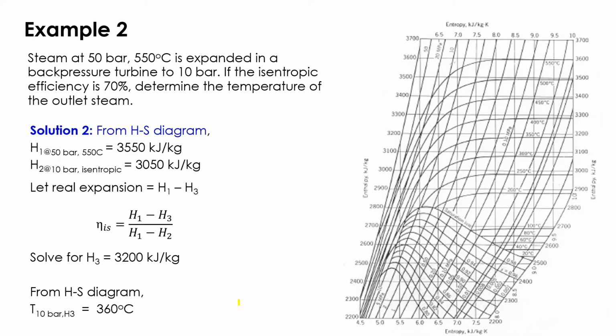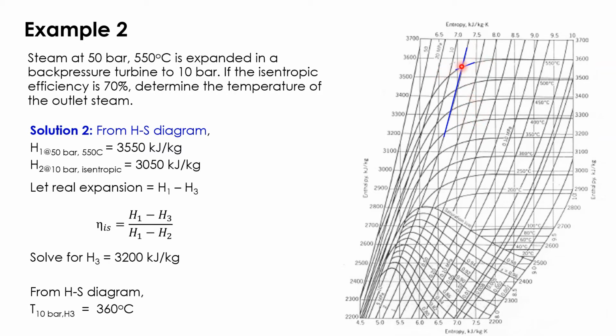Okay, another way to solve this problem is by using the enthalpy entropy chart, like the way we did it in example number 1. So from the chart, first of all, we need to find the point where the steam enters the system, which is at 50 bar. You see here this line. This line corresponds to 5 megapascal, which is 50 bar, and we also know the temperature is 550 degrees Celsius. So this is the line for the temperature of 550 degrees Celsius.